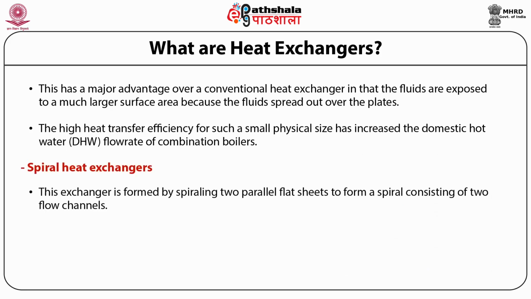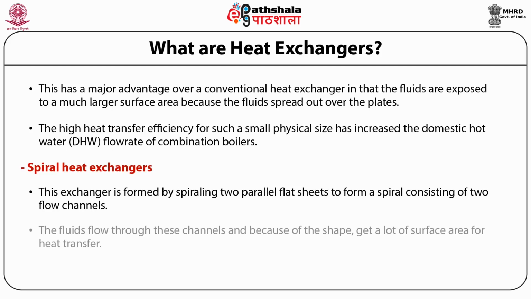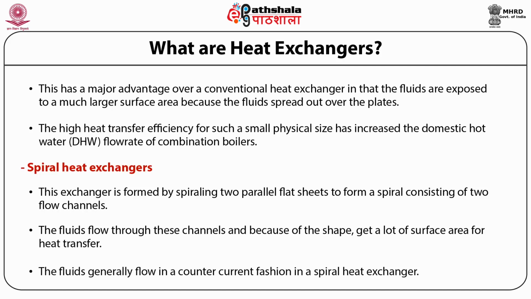This spiral heat exchanger is formed by spiraling two parallel flat sheets to form a spiral consisting of two flow channels. The fluids flow through these channels and, because of the shape, get a lot of surface area for heat transfer. Due to the spiral movement of the flow channel, it gets a compact area. So, within a small area, higher heat transfer has been achieved. The fluids generally flow in a counter current fashion in a spiral heat exchanger.